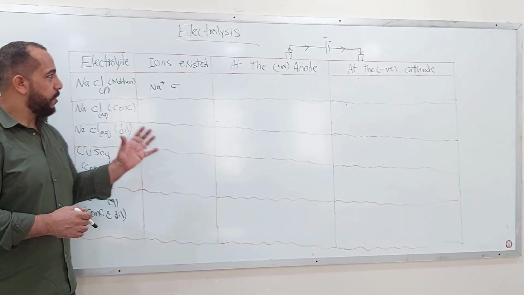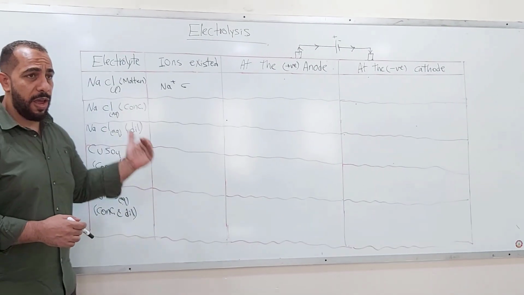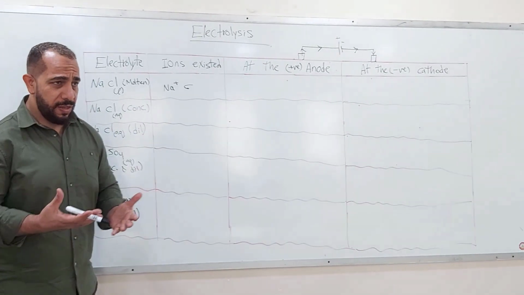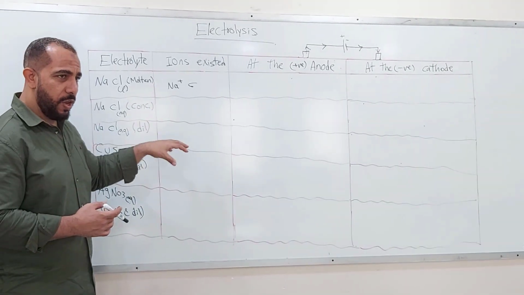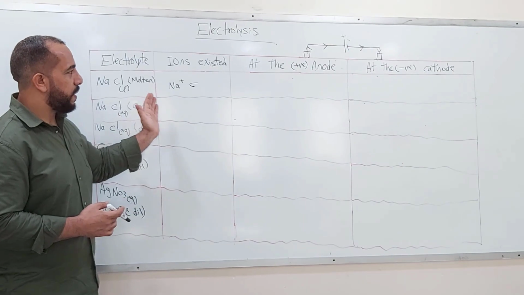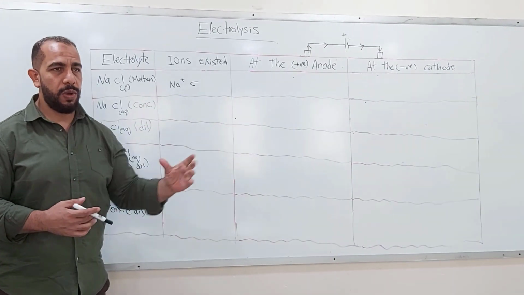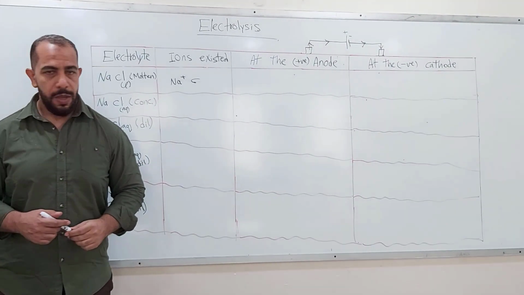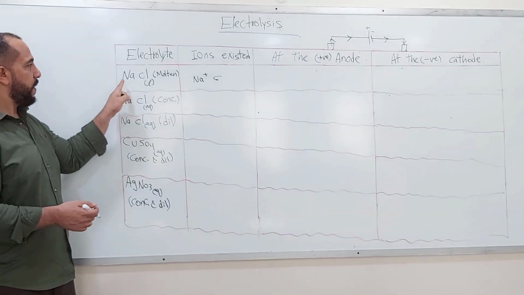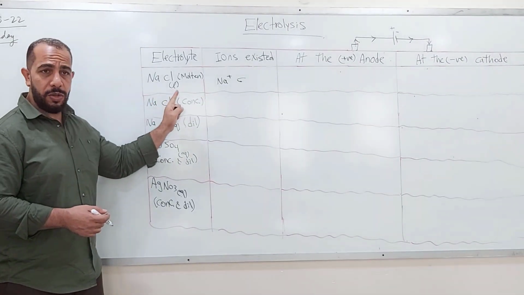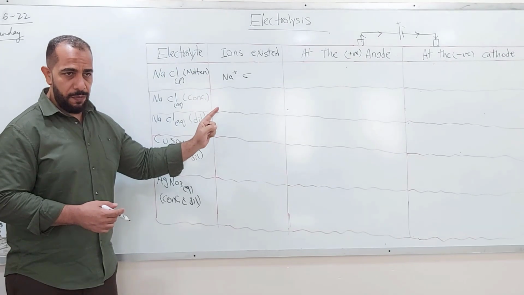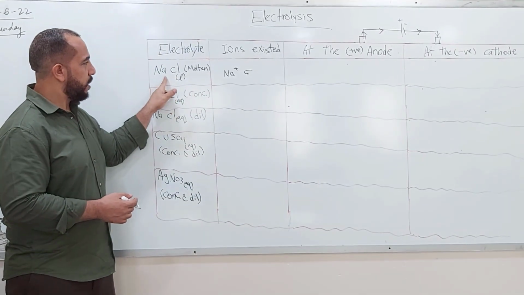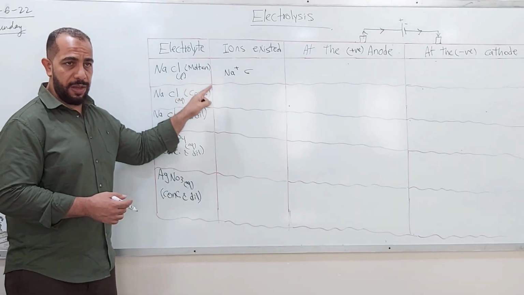Guys, this is the electrolysis of some electrolytes. You want to read about electrolysis at this stage in order to know which one is going to be for the cathode and which one will be for the anode. Okay? So first of all, the first substance here is NaCl, liquid, or you can say molten. Basically it's a solid, but because it's molten, it's a liquid.